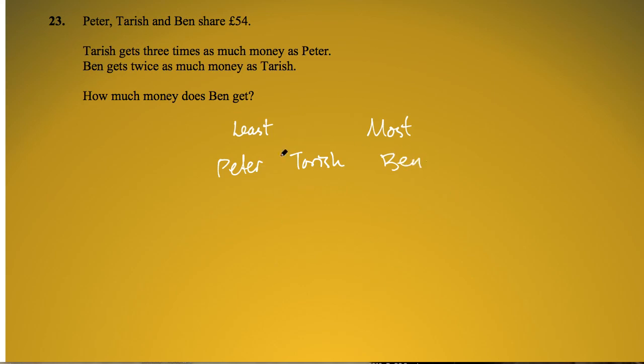Now the reason I've done that is because I'm going to call the smallest amount of money X. And I'm going to work out everything in terms of X, this unknown amount of money. So Peter gets X amount, Tarish gets 3 times as much money as Peter, that's 3X. And Ben gets twice as much money as Tarish, so that's double that, 6X. Or you could think about this equally in terms of a ratio. They're sharing the money in the ratio 1 to 3 to 6.